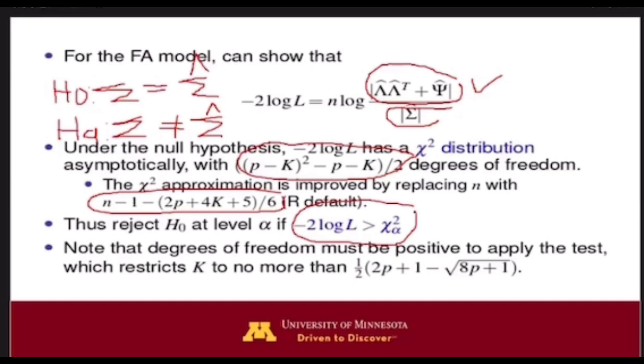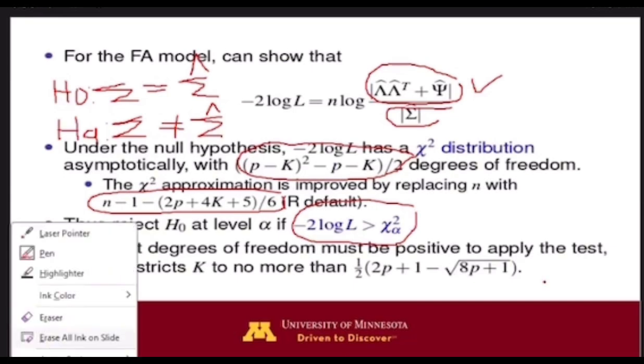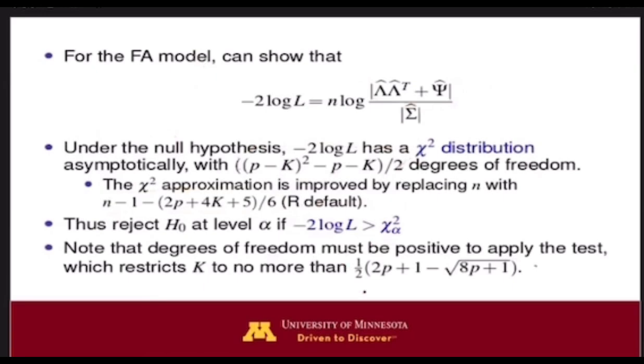Then you also note that the degrees of freedom must be positive to apply the test, because if the degrees of freedom are negative, as I told you the other time, the model is going to be inestimable. Because of that, we are restricting the number of factors. The number of factors should not be more than that. You see that? What is P? P is the number of features. We are doing all of that because we want the degrees of freedom to be positive.